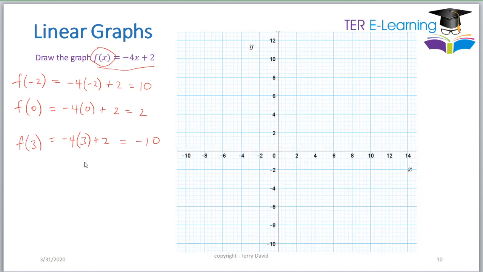Alright, so based on the substitutions that we did, my first coordinate is minus 2, 10. My second coordinate is 0, 2. And my next coordinate is going to be 3, minus 10. Alright, so 3, minus 10.